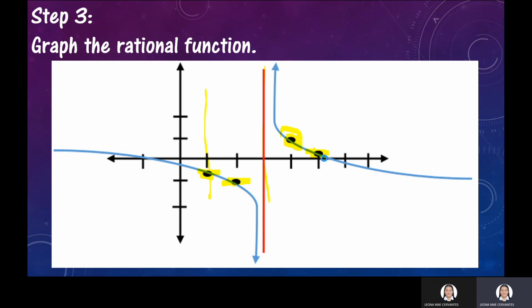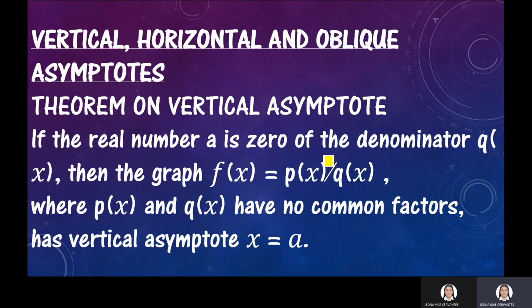Next, let's proceed to vertical, horizontal, and oblique asymptotes. So, theorem on vertical asymptote: if the real number a is a zero of the denominator q of x, then the graph of f of x equals p of x over q of x, where p of x and q of x have no common factors, has vertical asymptote x is equal to a.